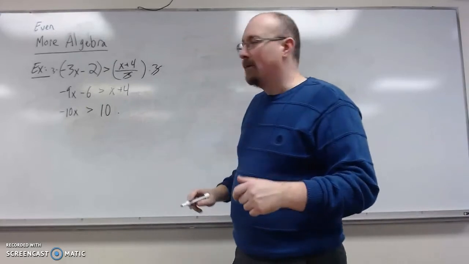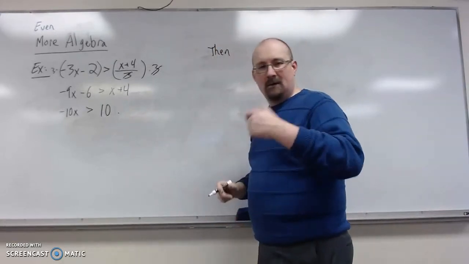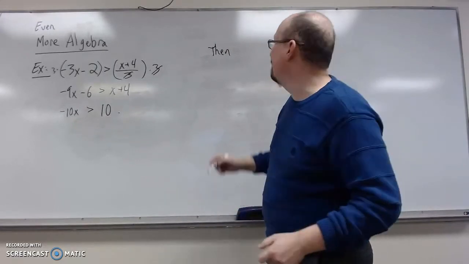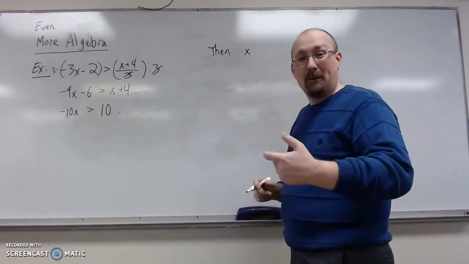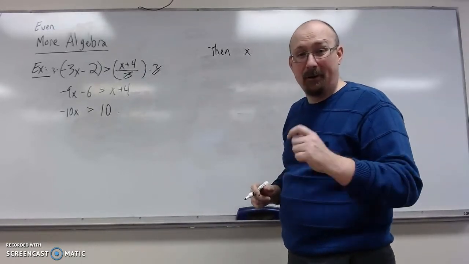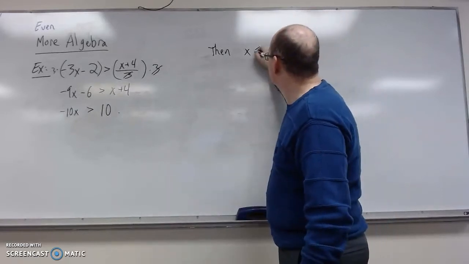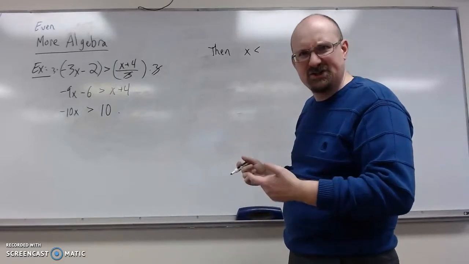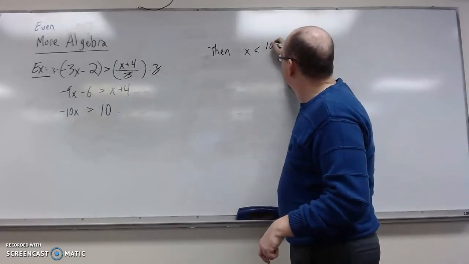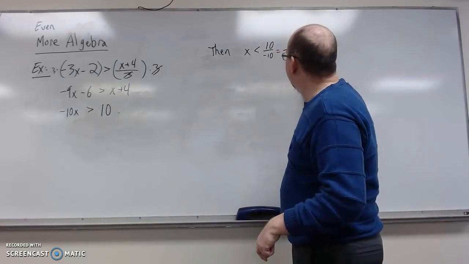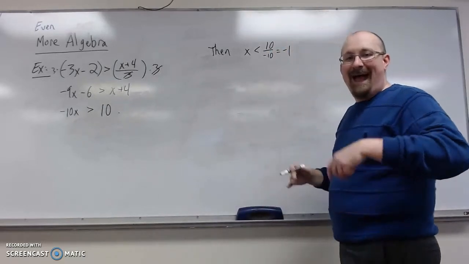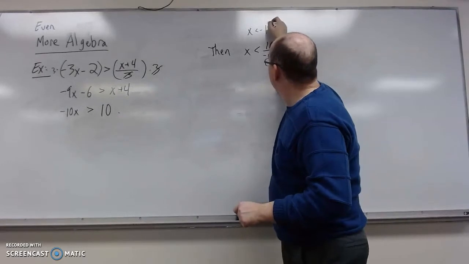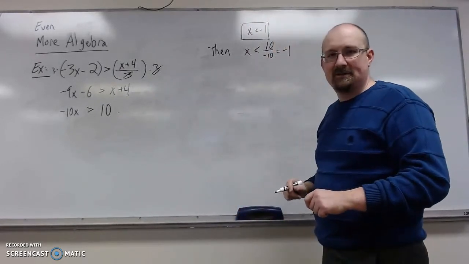So from here, we've got negative 10x is greater than 10. To get x by itself, we need to divide by negative 10. Now remember, when we multiply or divide by a negative number, what do we have to do? We get to flip the inequality symbol. So that greater than now becomes a less than. Note it doesn't become an or equal to. The sign just changes directions. So 10 divided by negative 10, and that is in fact negative 1. So we have x is less than negative 1. So if you want to write that down, like that, great. X is less than negative 1.